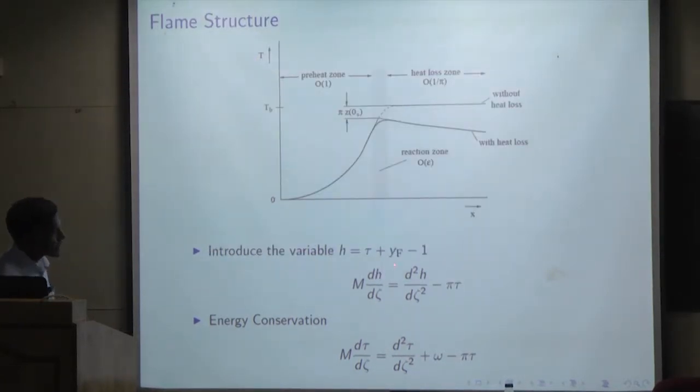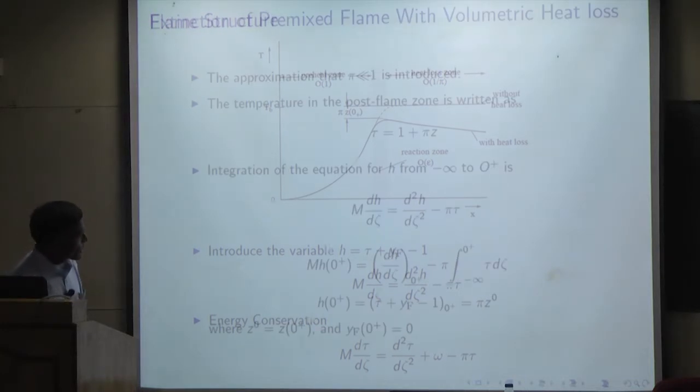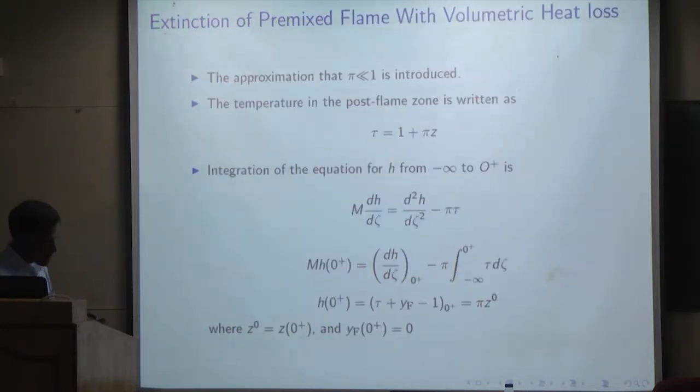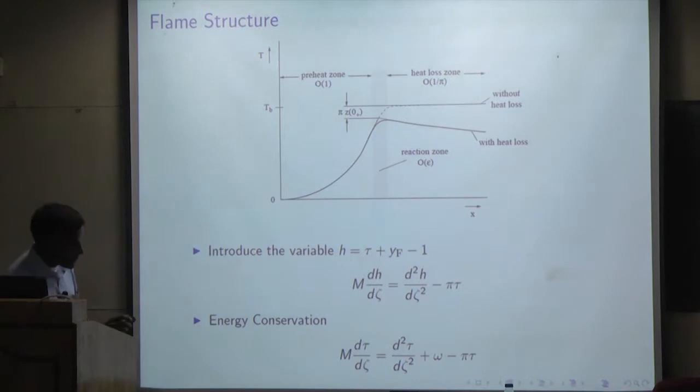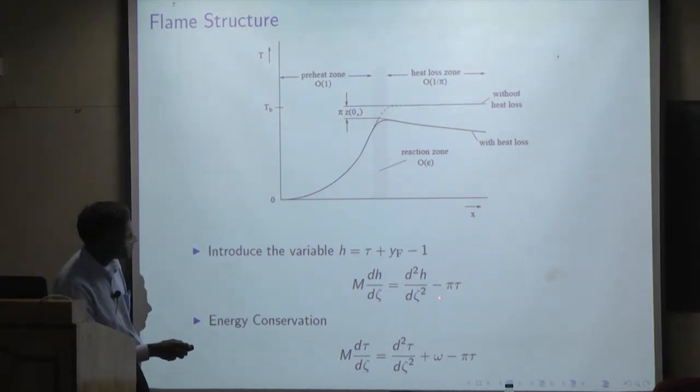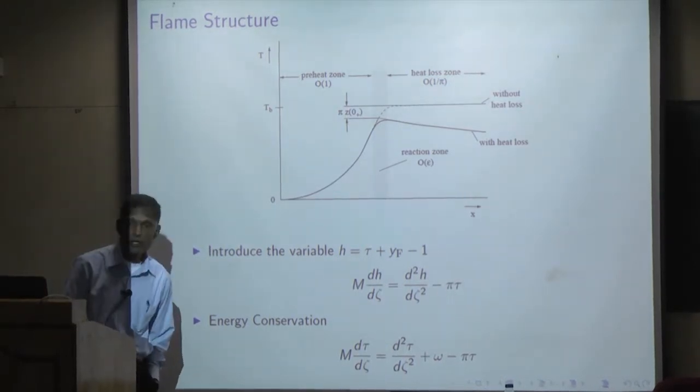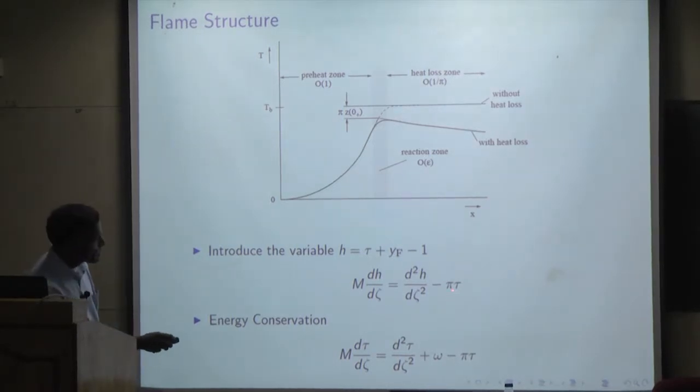Okay, so that's the equation for the enthalpy. And again, now these are the two equations I'm going to look at: the equation for the enthalpy and the equation for the temperature, the energy conservation. Now we will assume that this parameter pi is very small. That means the heat losses are small. So we should look at that limit.